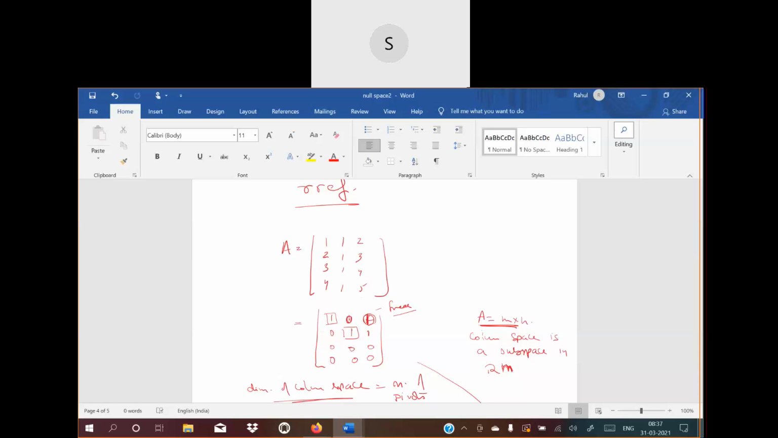Ma'am, so as the dimension of column space is equal to 2, can we say that the column space is a subspace of R square, which is in R raised to the power 4? No. We are not in R square. What is R4? You have 4 elements, no? So we are not in R square. We are in R4.